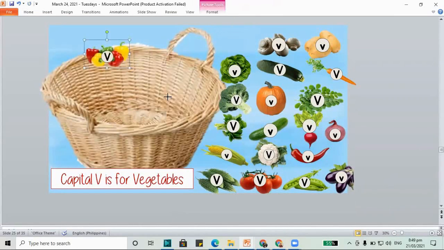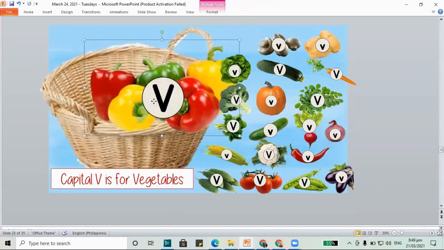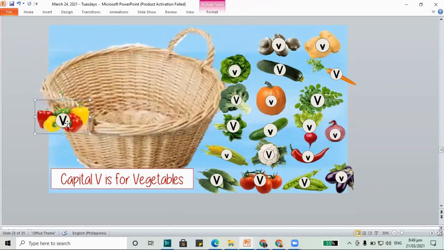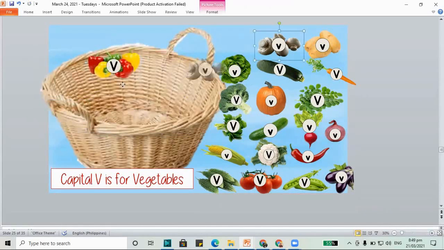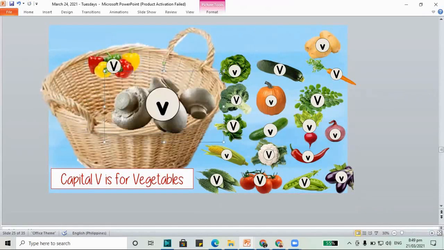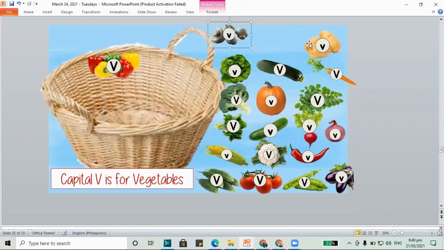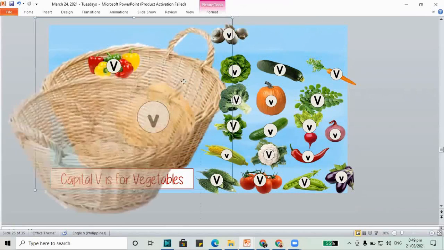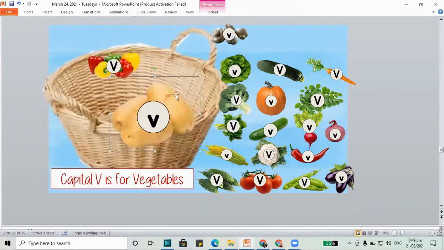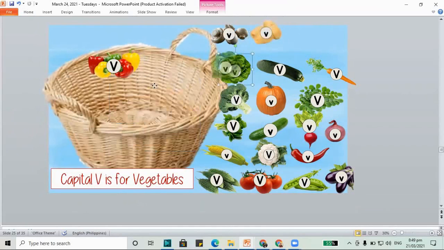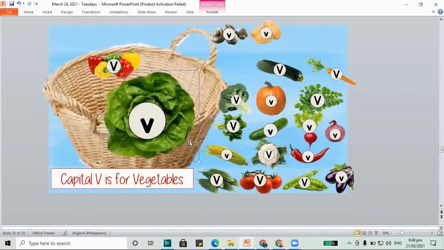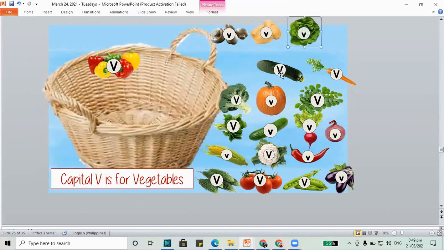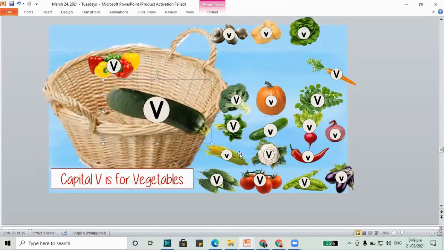The bell peppers. Does it have capital V? Yes, let's put it in the basket. How about the mushrooms? No, that's lowercase v. How about the potatoes? No, that is, oops, sorry, let me fix this. That is lowercase v. Let's put it back. How about the lettuce? Does it show capital V? No, that's lowercase.